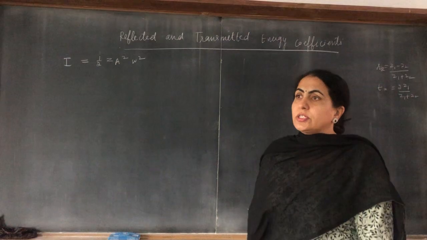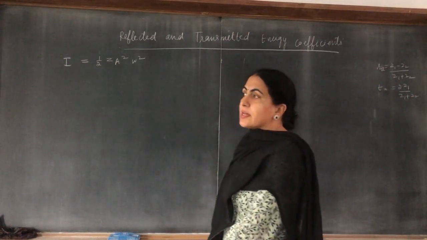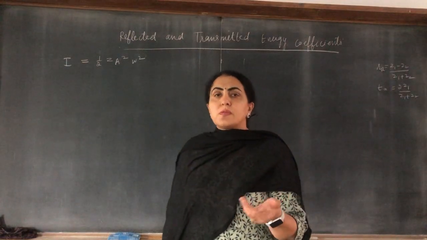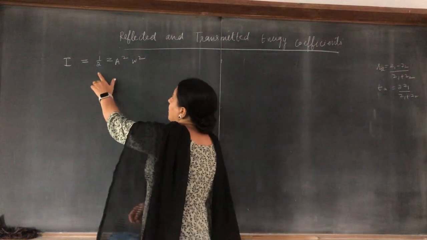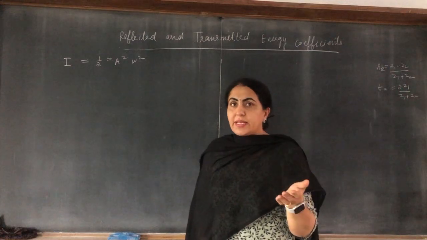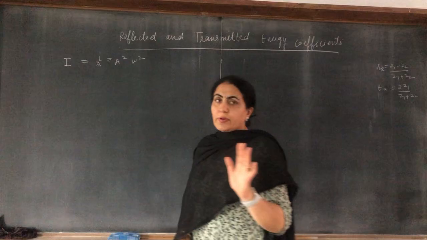In the last lecture we did the derivation of I. What is I? The rate of flow of energy, or you can also say the intensity of a wave, and that is equal to half Z A square omega square, where Z is rho c, that is the impedance, A is the amplitude and omega is the angular frequency.